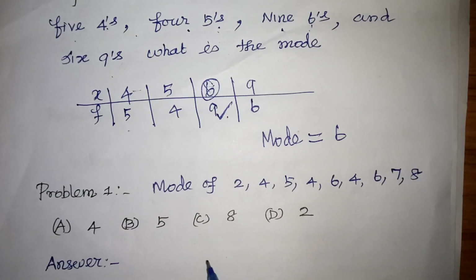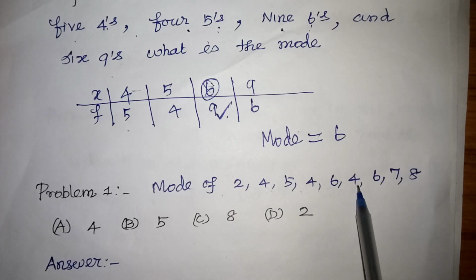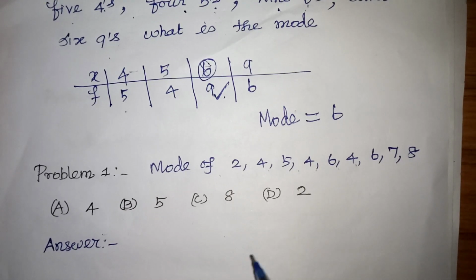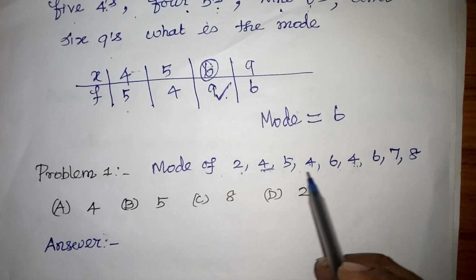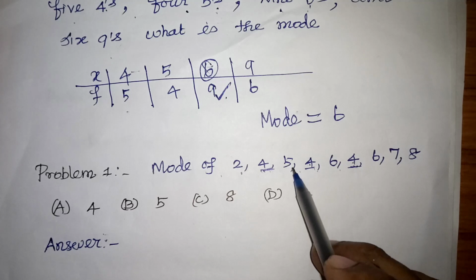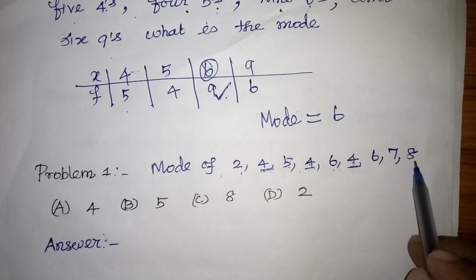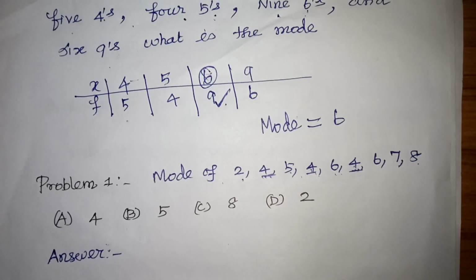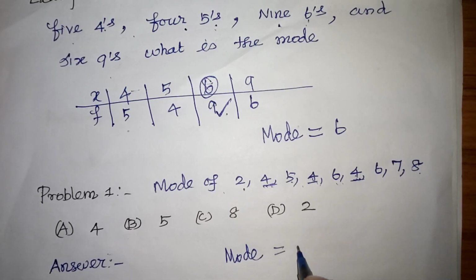Next, problem 1. Mode of 2, 4, 5, 4, 6, 4, 6, 7, 8. What is the mode? The options are given. Now see that 2 occurs a single time, 4 occurs 3 times, 5 occurs once, 6 occurs 2 times, 7 once, 8 once. Therefore 4 is the most frequently occurring, so the mode is 4.